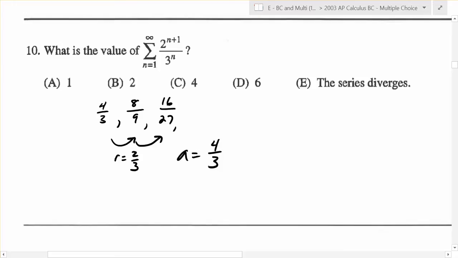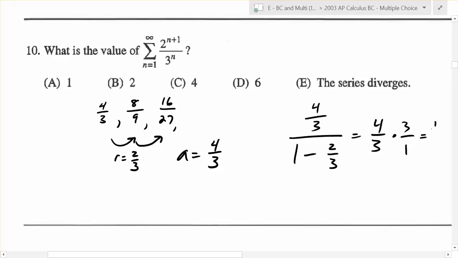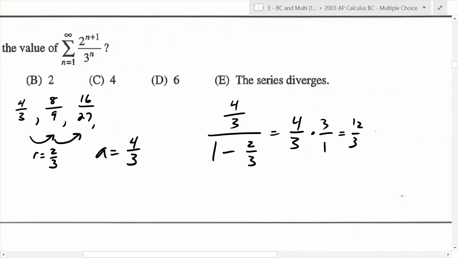4/3. And we have a formula for the sum of... That's the geometric. Yeah, it's a geometric series, right? And the R. So what's that formula though? It's A over 1 minus what? R. So it'll be 2/3, right? So it should be 4/3 times 3, right? Yeah. So it's 12 over 3, which is what? I think it's just 4, right?